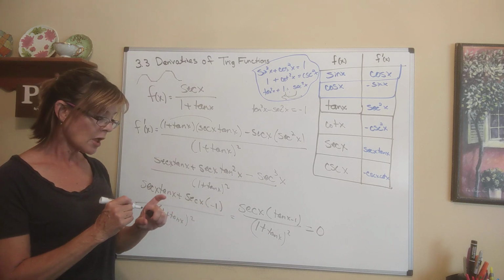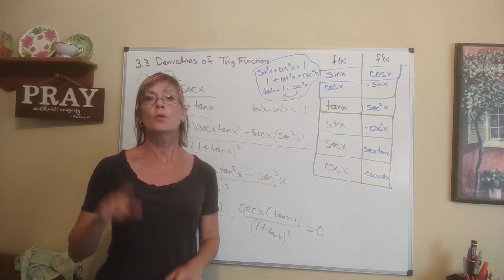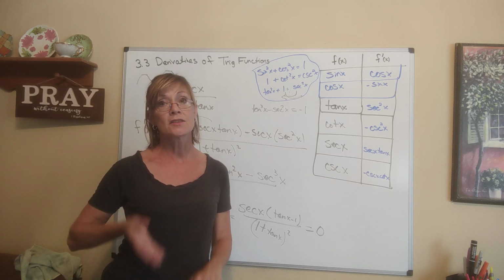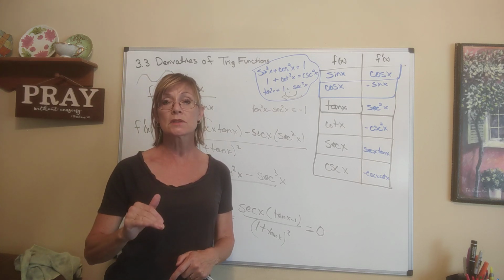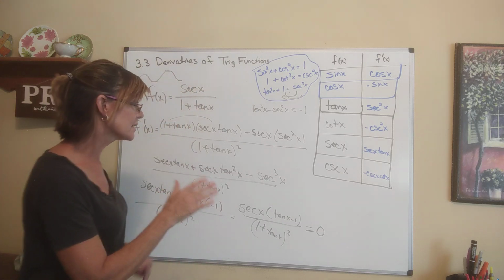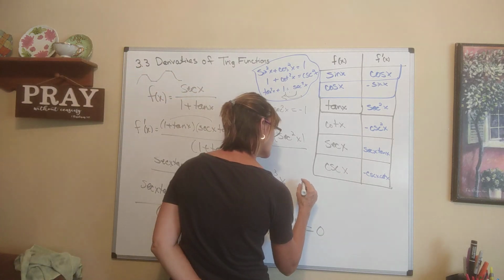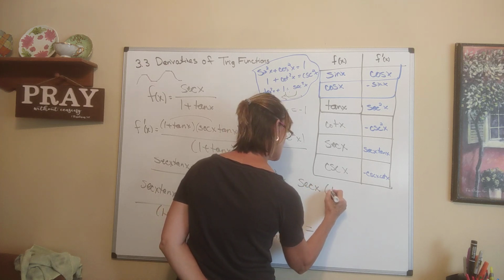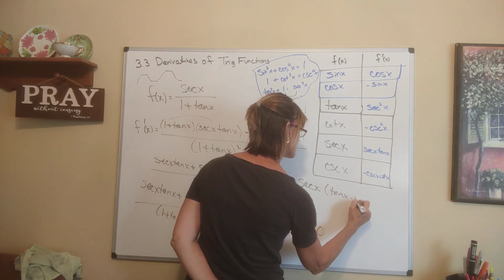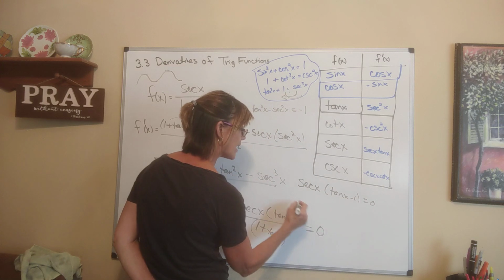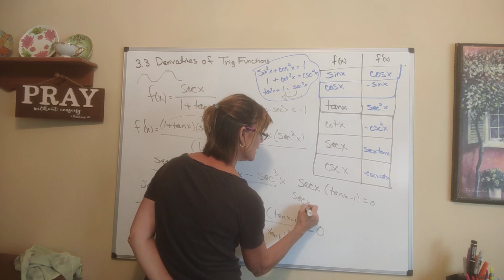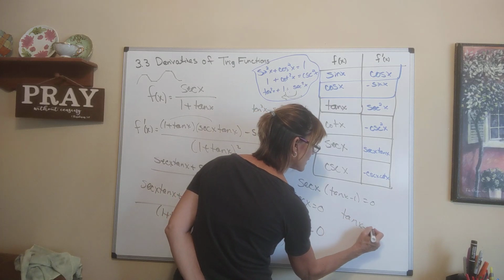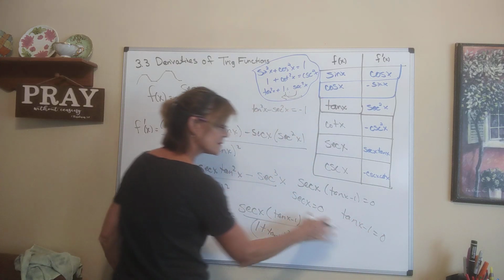A fraction will only ever equal 0 when the numerator is 0. The denominator may never be 0, that's division by 0, but the fraction only equals 0 when the numerator is 0. So basically, we have to answer this question: when does the secant of x times tangent of x minus 1 equal 0? This is already factored, so when does the secant of x equal 0? And when does the tangent of x minus 1 equal 0? That's what we have to solve.